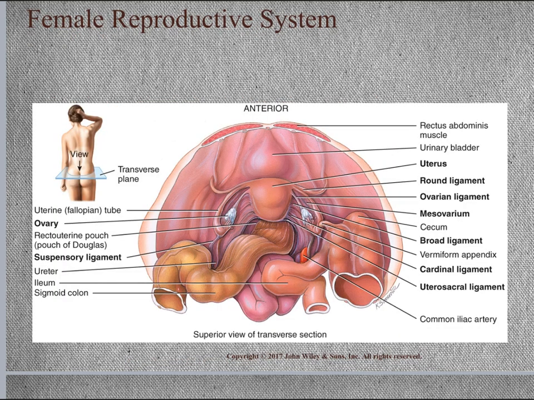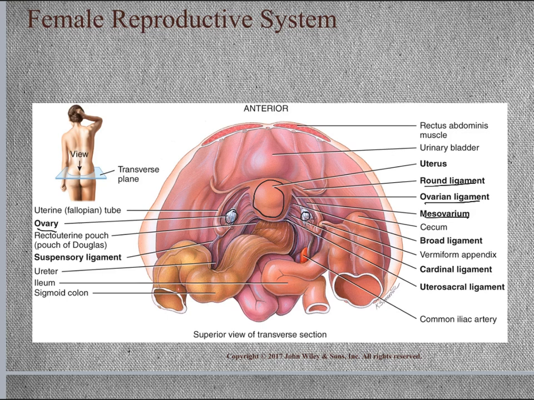Let's take a transverse cut and look down onto it. So what can we see? We can see the ovaries, those two white structures there. We see an ovarian ligament tying it into the uterus. Okay, so we're dealing with the uterus right here. We have a round ligament. So this round ligament is just that. It is assisting to hold the ovary in place.